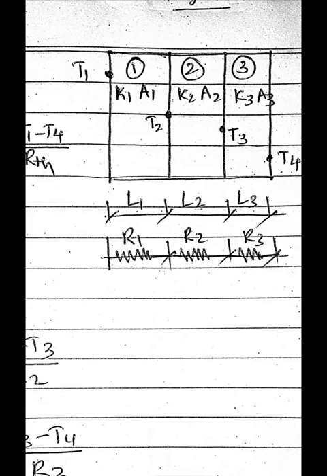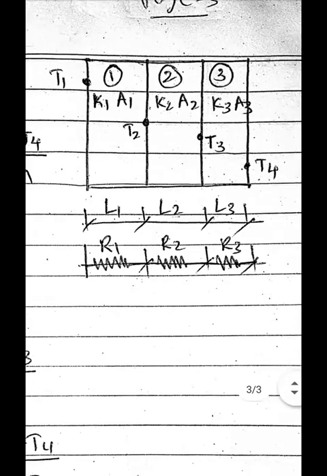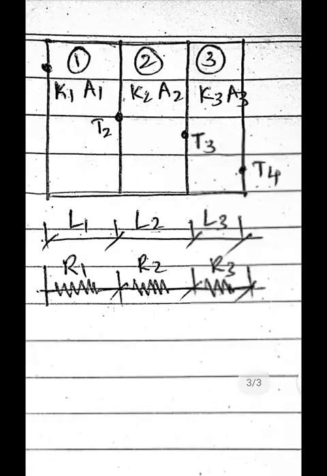For the second block, the temperature range is T2 and T3. T2 is the higher temperature, T3 is the lower temperature. K2 is the thermal conductivity of the second block, A2 is its cross section area, and L2 is its thickness. Similarly, for the third block, T3 and T4 are the temperatures, K3 is the thermal conductivity of the third block, and A3 is the cross section area.